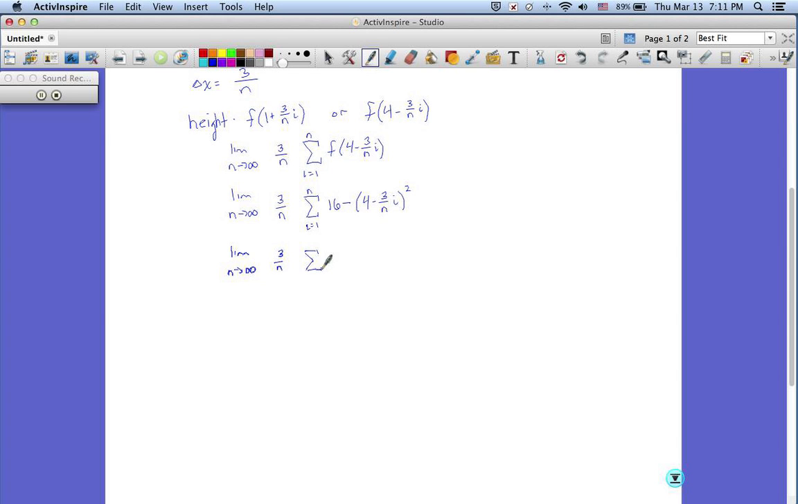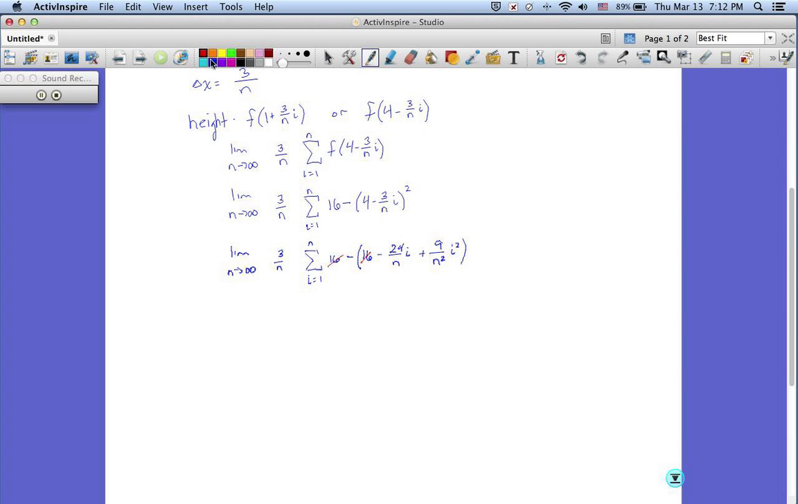We have the limit here as n goes to infinity. The sum, i going from 1 to n of 16 minus, now I want to square this, 4 squared is 16. Remember, our middle term is going to be two groups of 4 times 3 over n i. So that's going to be minus 12 over n i doubled. So that's 24 over n times i, and then plus 9 over n squared i squared. And now I think you clearly see why I chose the 4 instead of the 1, because boom and boom.